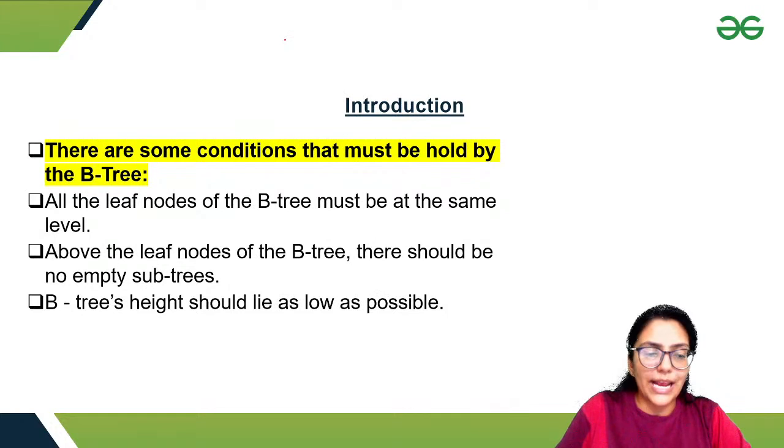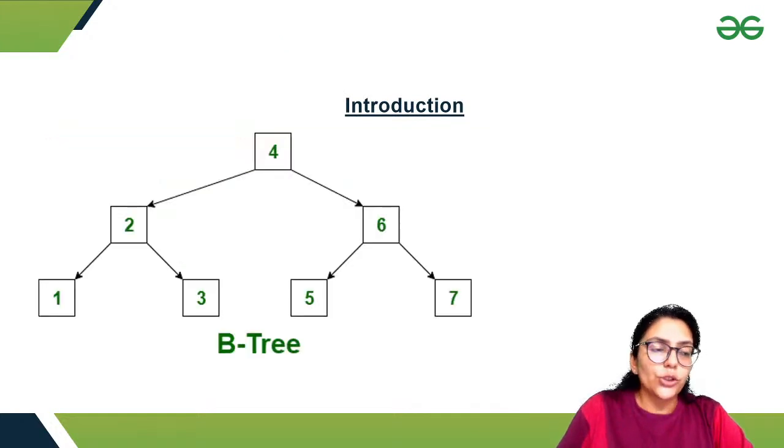In B tree, height should be as low as possible. So here I have given an example. Here you can see that this is the data. This is the data. It is not appeared in the leaf node.